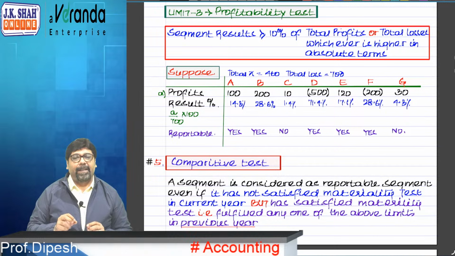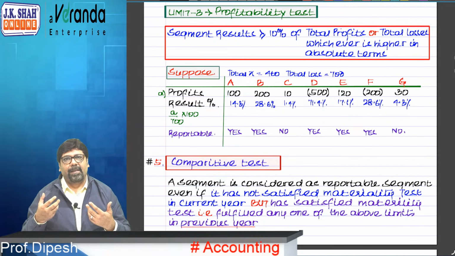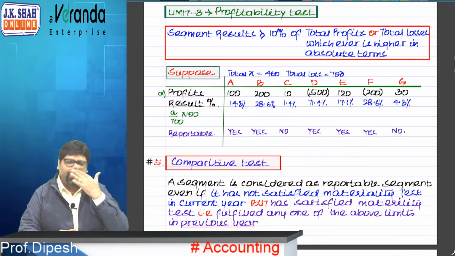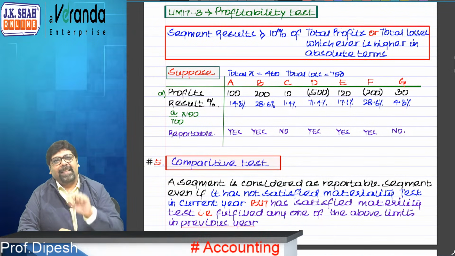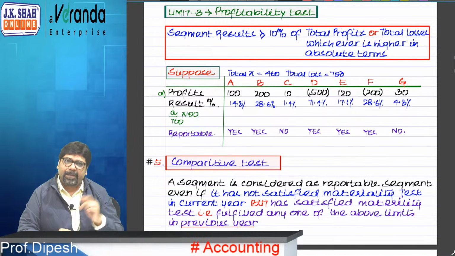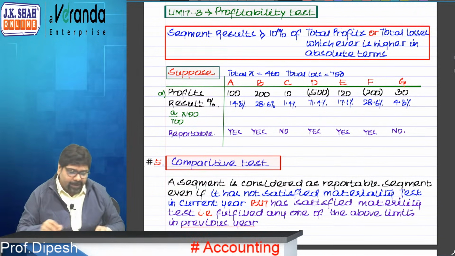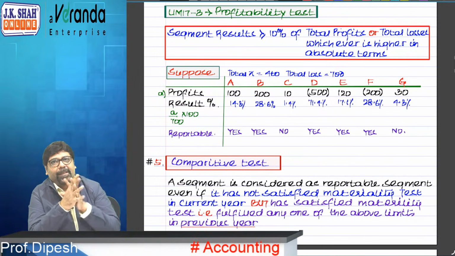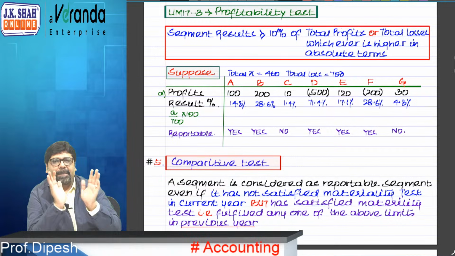So revenue: any segment whose revenue is 10% or more of the total revenue. Revenue means internal plus external. Assets should be more than 10% of the total assets, and assets should not include deferred tax. Last one is profit. Any segment's result should be 10% or more of total profit or loss, whichever is higher.